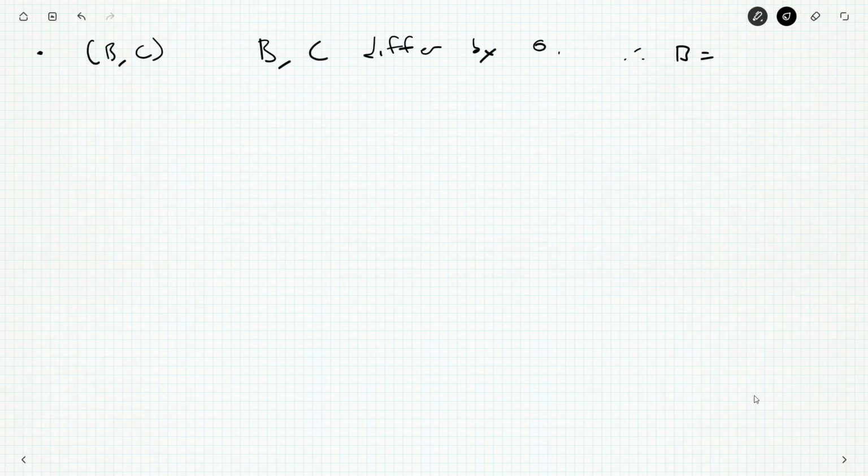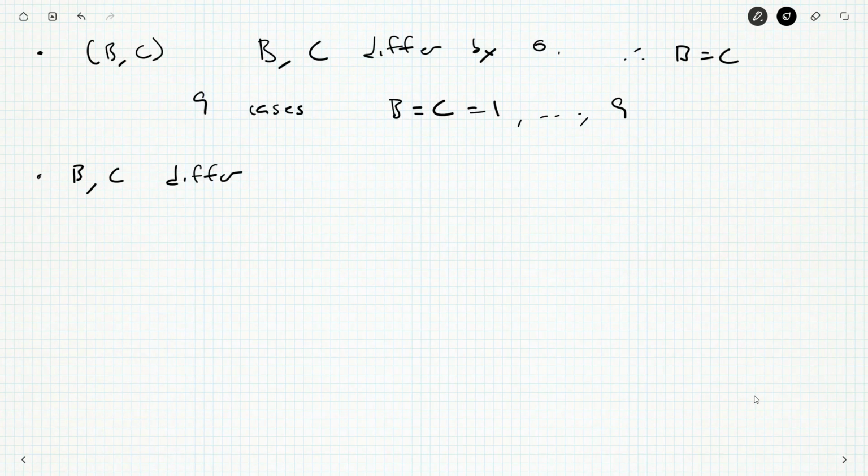That tells me B is equal to C, and this is going to be 9 cases. B equals C equals 1, all the way up to B equals C equals 9. Okay, not particularly interesting. How about B and C differ by 4? So then B is C plus 4 or C minus 4.